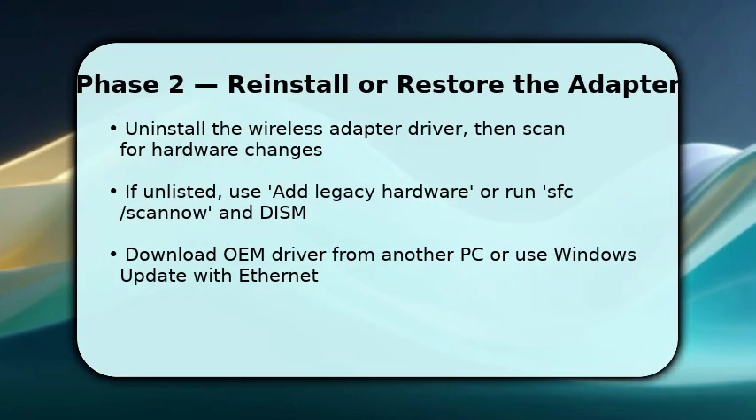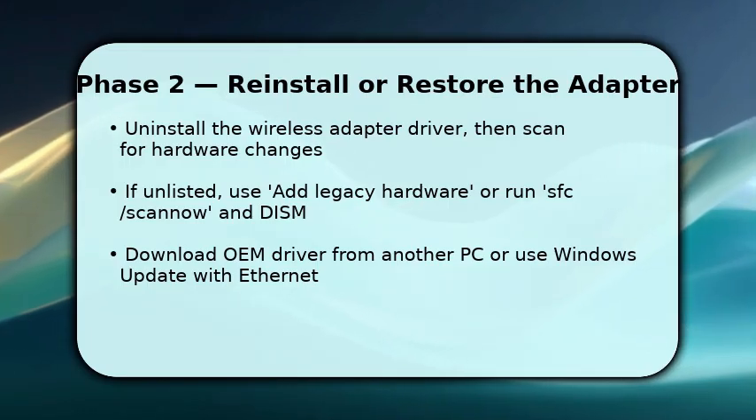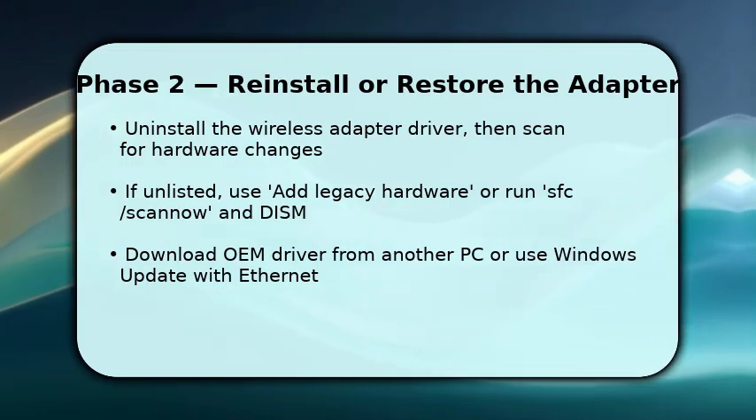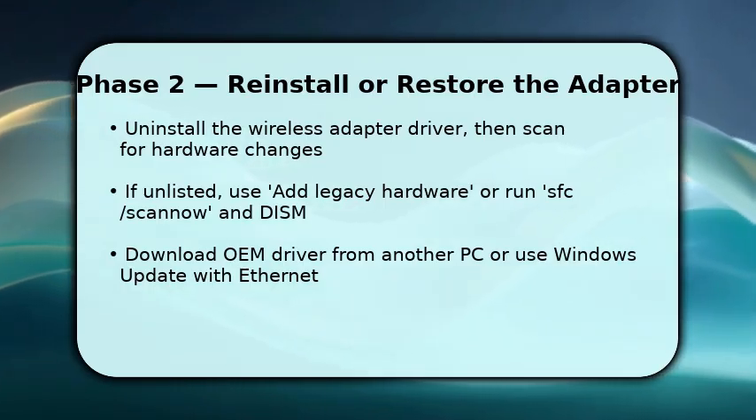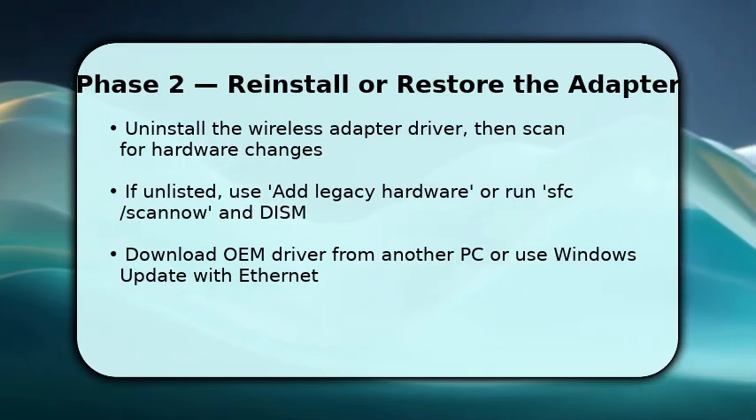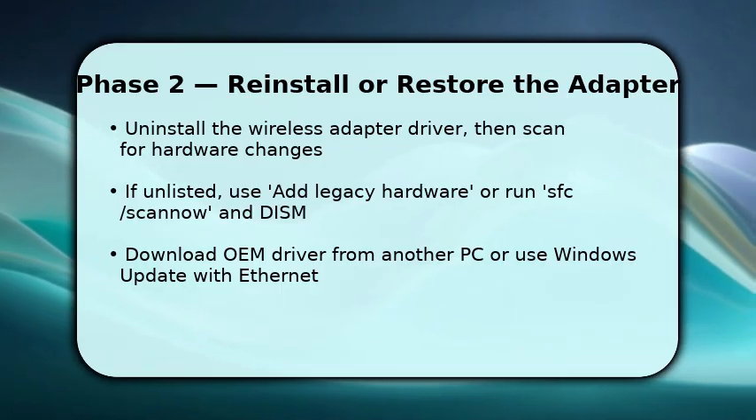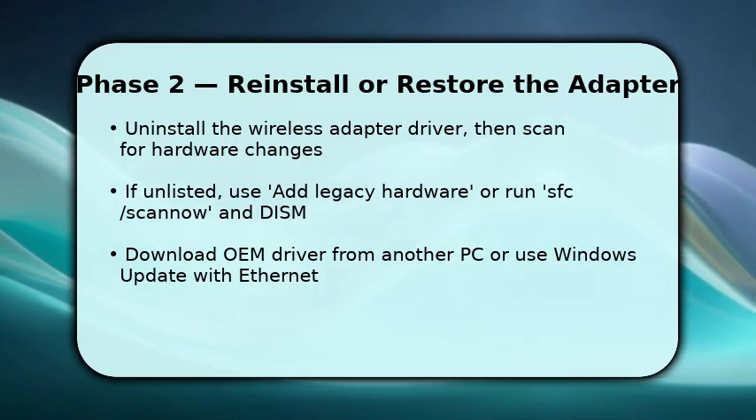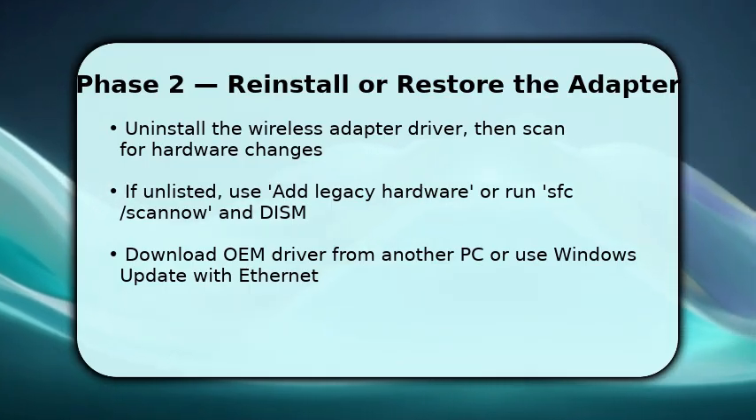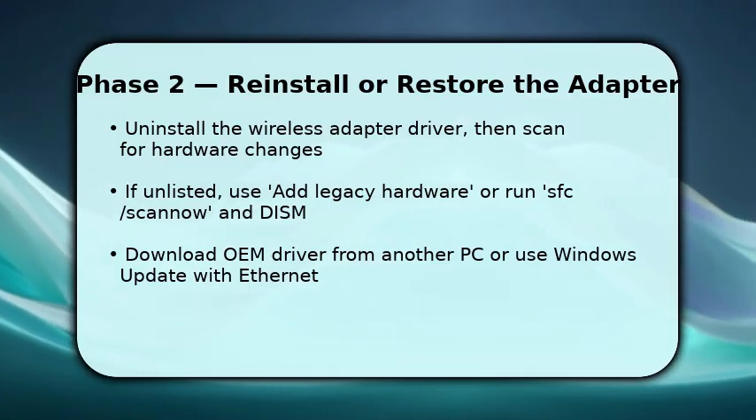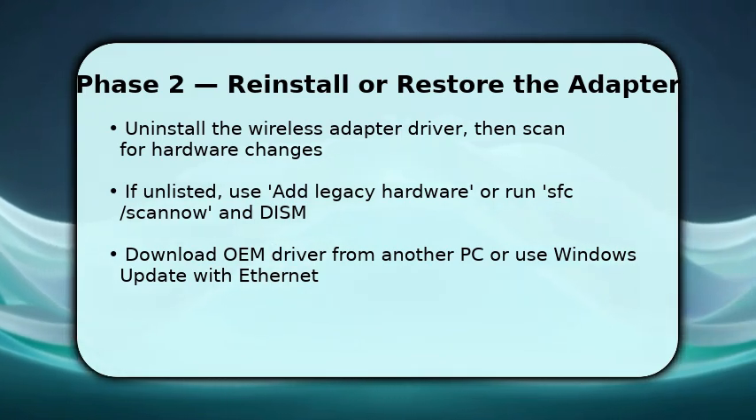Now focus on the core repair. Right-click the wireless adapter and choose Uninstall Device, check Delete Driver Software if present, then use Scan for hardware changes to force reinstallation. If the adapter doesn't reappear, use Add Legacy Hardware or run system checks, SFC /scannow and DISM, to repair corrupted system files. Make sure to download the exact OEM driver from the manufacturer using your Ethernet connection, then install it. Once installed, reboot so Windows can initialize the adapter properly.